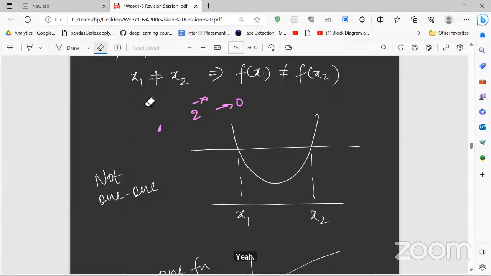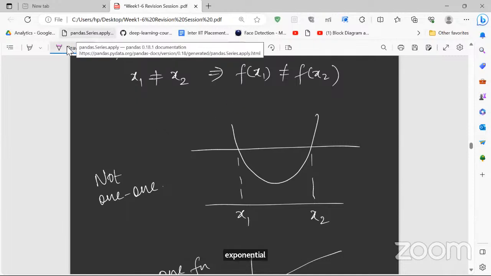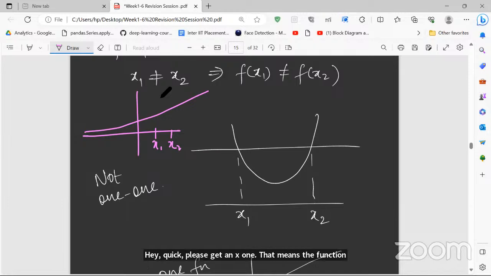So this was pretty simple. If you have some exponential, you already know that you can get the log from that 1-1 function. Is this clear? So I told you 2, 3 methods, right? If you have some function, you are able to plot, this is an increasing function also, right? Strictly increasing. For any value, if x2 is greater than x1, that means the function value at x2 also will be greater than at x1. Is it clear to everyone? Shall we move forward? Yes, sir.